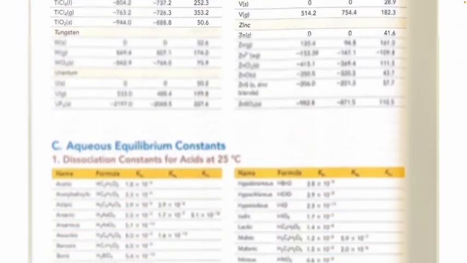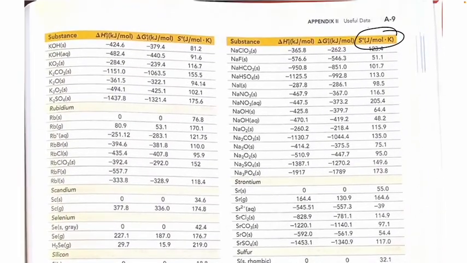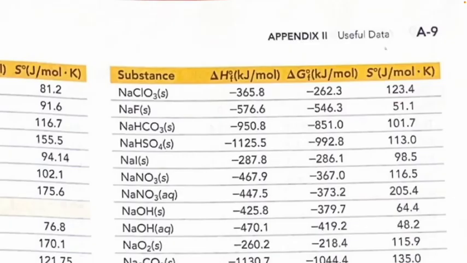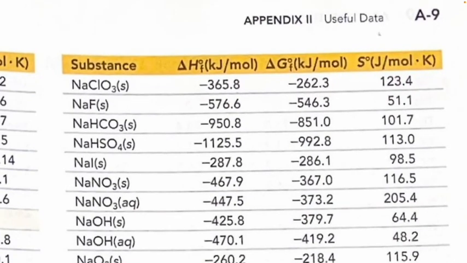All right, we got a big constants page for this chapter here. And just to point out what this is, for any compound that you can find on this list, it gives you a delta H, a delta G, and an entropy for that compound. Okay, so let's just take this example here.